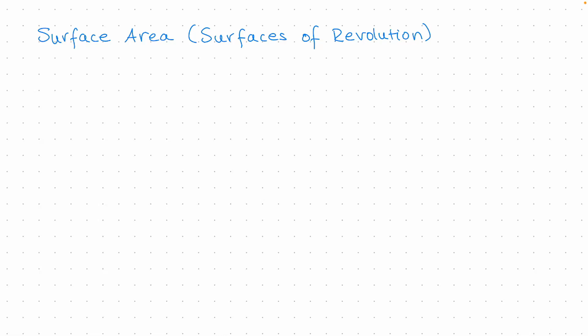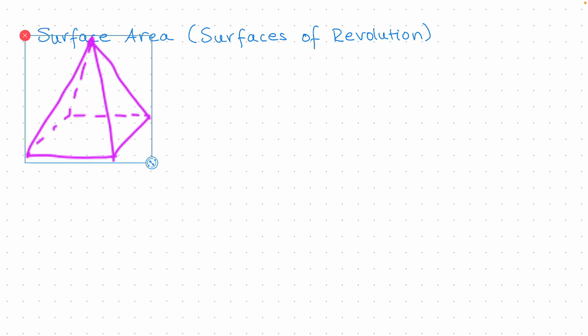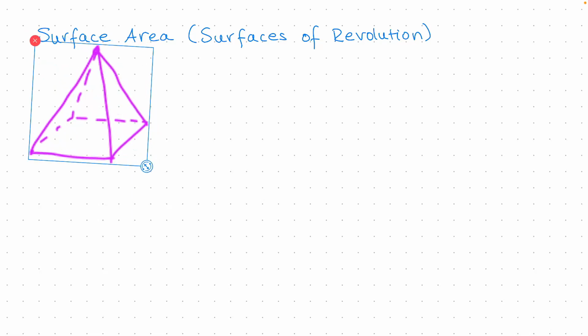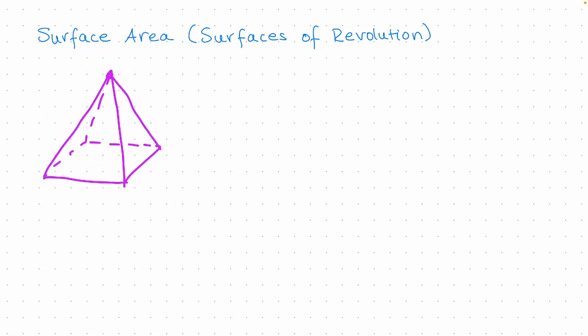Let's look at a square pyramid first. I should make that bigger so that I can label stuff. So we've got a square pyramid. It's got these edges on the base. I'm just going to label those with a lowercase b.